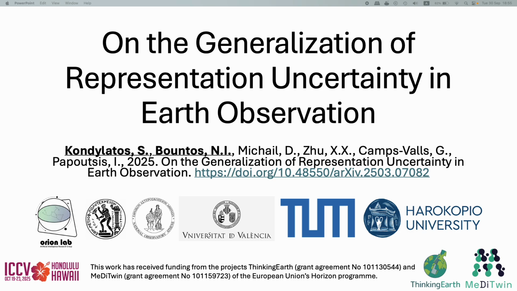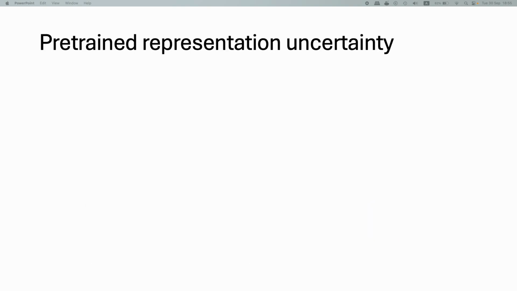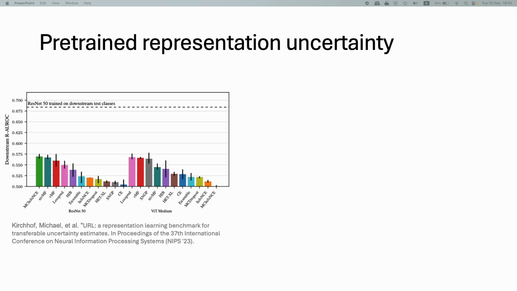My name is Spyros Kondilatos and I'm going to present our paper on the generalization of representation uncertainty in Earth observation. Recent advances in computer vision have introduced pre-trained uncertainties. Similar to representation learning, these uncertainties are learned in the representation space of deep learning models trained on large-scale upstream datasets, enabling zero-shot uncertainty transfer to downstream tasks.